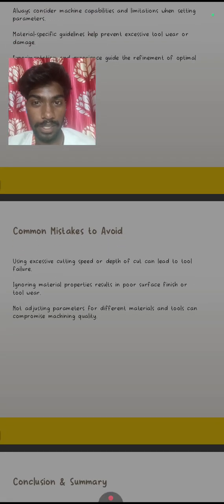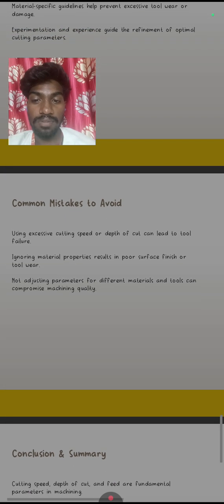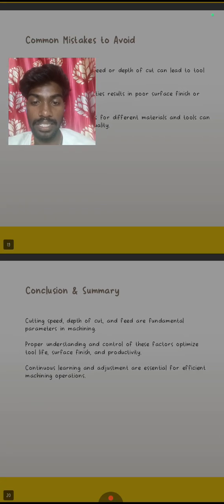Common mistakes to avoid while selecting these three. Using excessive cutting speed or depth of cut can lead to tool failure. Of course, the tool is a very sensitive one. Well, not sensitive because it removes the material, but operating it is very sensitive. Ignoring material properties results in poor surface finish or tool wear. Not adjusting parameters for different materials and tools can compromise machining quality.